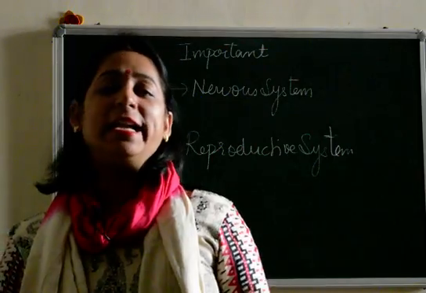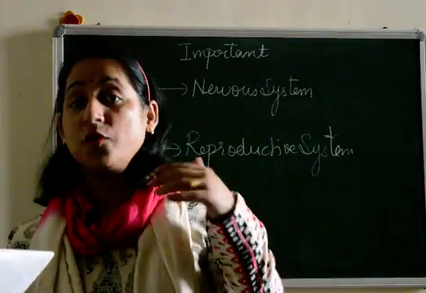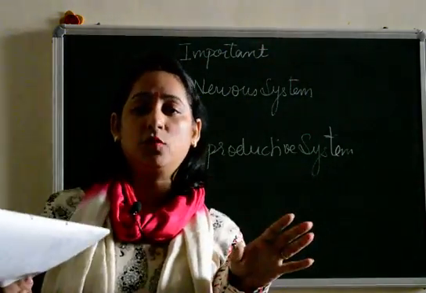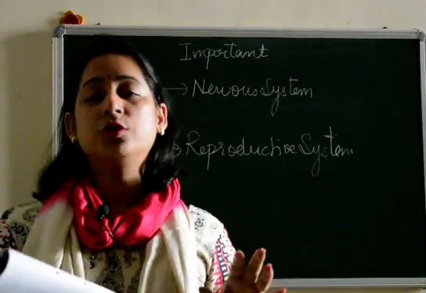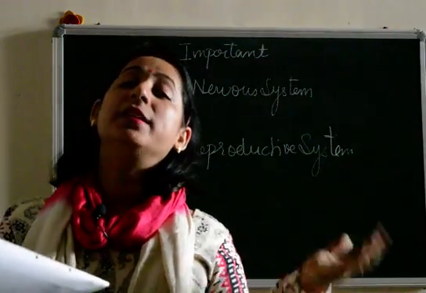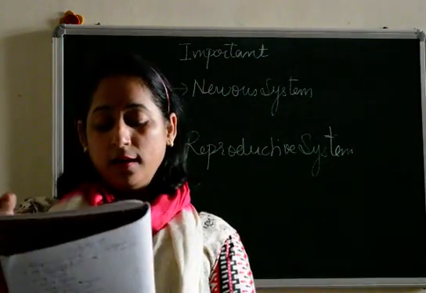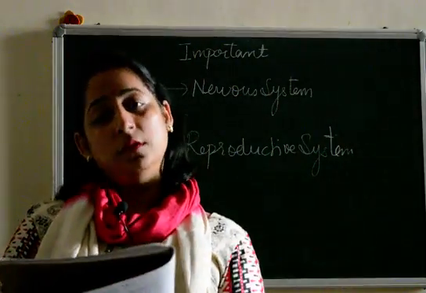Generally the structure of the eye and ear don't come for drawing. If yes, the internal ear comes for drawing, but from the eye part, defects are most frequently asked rather than the structure of the eye. Then the structure of the ear is important.